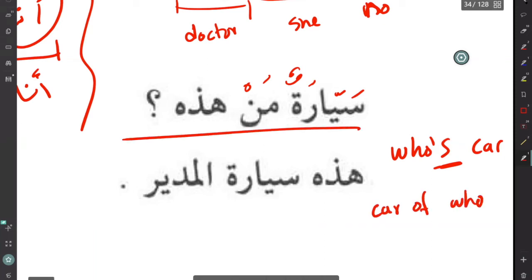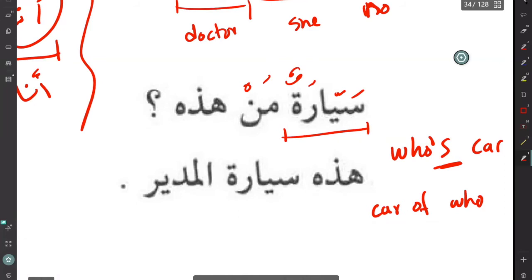Because if you translate this one, you're not saying a car. If you say sayaratun, it means a car. Man hadi, who is this? If I say sayaratun man hadi, then I'm saying a car, who is this? So basically you probably understand you want to say whose car is this. Even in English, when you say whose, you have this apostrophe S, which is the same thing as idafa.